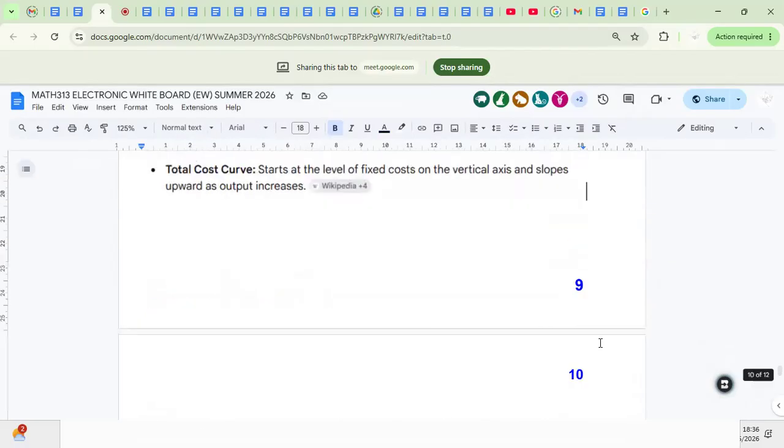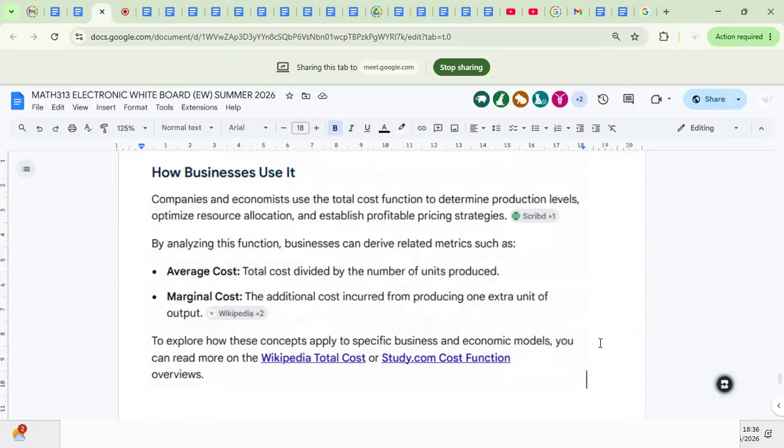And now it goes on to say how businesses use it. Companies and economists use the total cost function to determine production levels, optimize resource allocation, and establish profitable pricing strategies. By analyzing this function, businesses can derive related metrics such as average cost. Average cost is the total cost divided by the number of units produced.